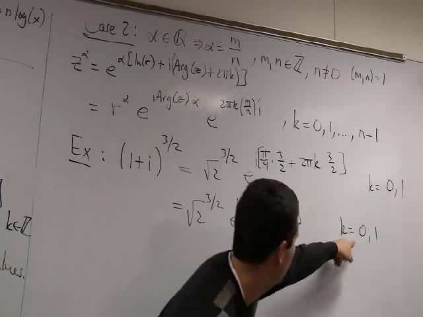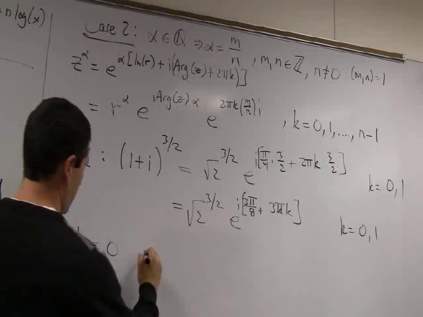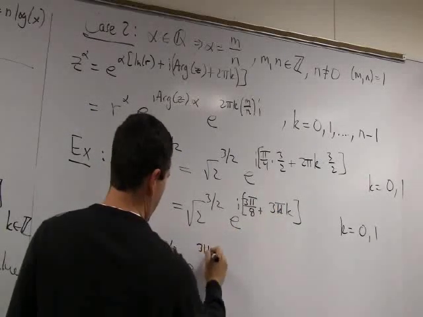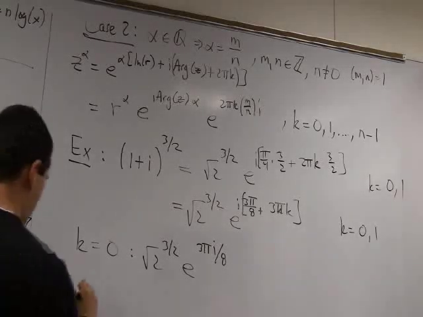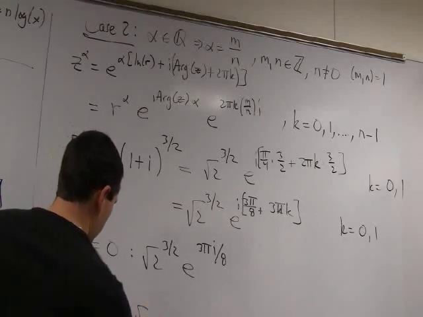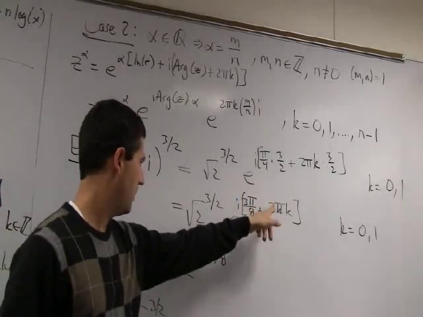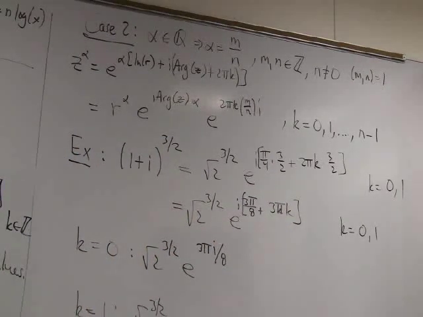Okay, so there are two solutions here. k is 0, k is 1. When k is 0, you get root 2 to the 3/2, e to the 3 pi i over 8. And if k equals 1, then you get root 2 to the 3/2, e to the, well, let's see. When you add 3 pi k, k is 1, so you add 3 pi. Adding 2 pi would send you here, adding 3 pi is back to pi.